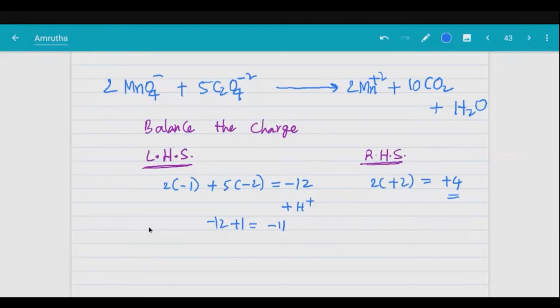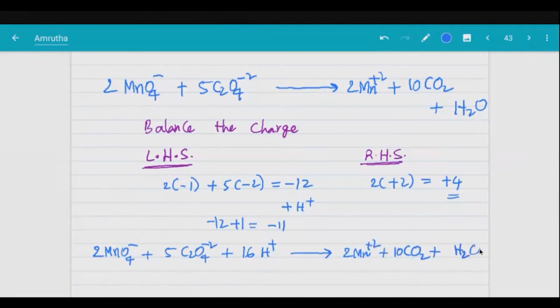So how much should I add? How many H plus should I add so that I'll get +4? Exactly, plus 16. Yes, no doubt. Okay, so 2MnO4 minus plus 5C2O4 minus 2 plus 16H plus. Done. Now 2Mn plus 2 plus 10CO2.